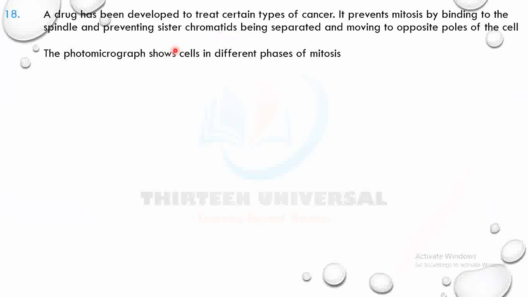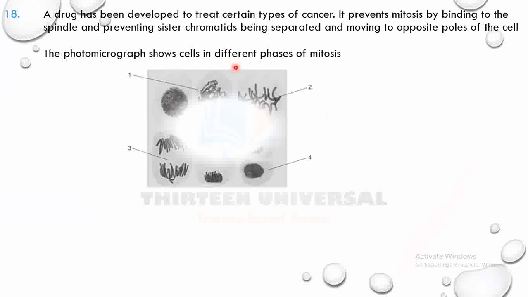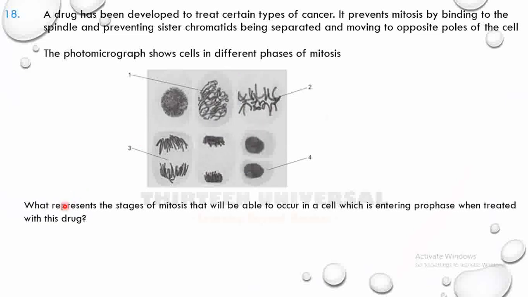At what stage? The photomicrograph shows cells in different phases of mitosis. What represents the stages of mitosis that will be able to occur in a cell which is entering prophase when treated with this drug? So which one represents it? Guys, don't forget the drug is preventing sister chromatids being separated. Pause the video and try it.